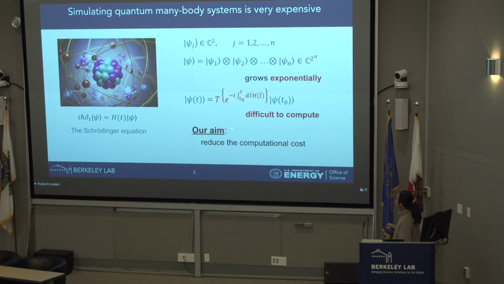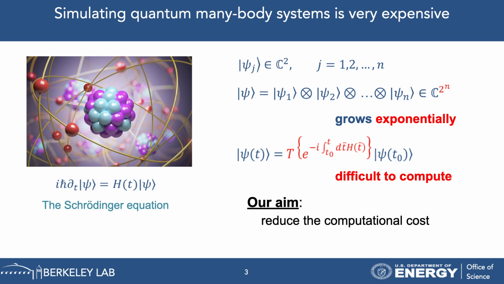Another problem is, here is the exact solution of the Schrödinger equation, but the exponential operator of the Hamiltonian is difficult to compute. And as this Hamiltonian is time-dependent, we need to act a time-ordering operator on this exponential operator, which makes it even more difficult to compute. So our aim is to simplify the system and reduce the computational cost.